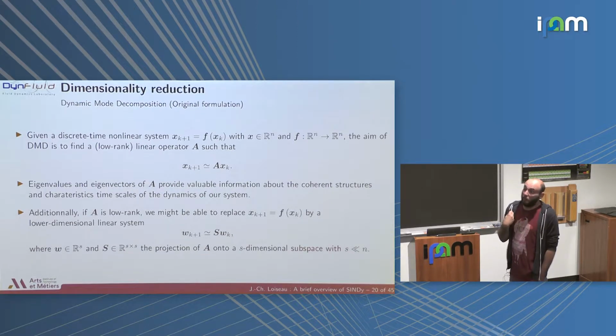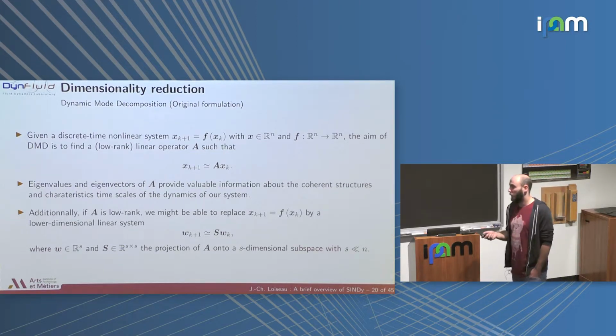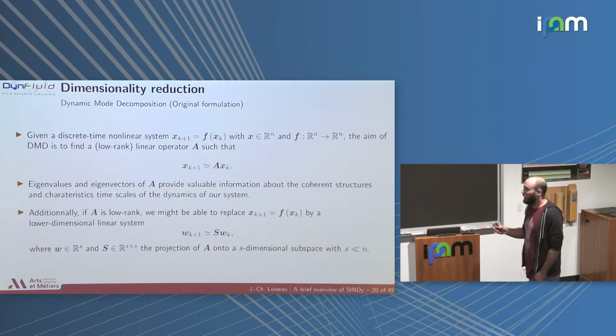From a reduced model perspective, additionally, if A is low rank, you can replace this whole nonlinear iteration, which scales as n, the number of degrees of freedom you have, by a much smaller system, which scales as s, the number of DMD modes you're going to retain in your problem. So that's basically the basic idea. How do we compute this A?